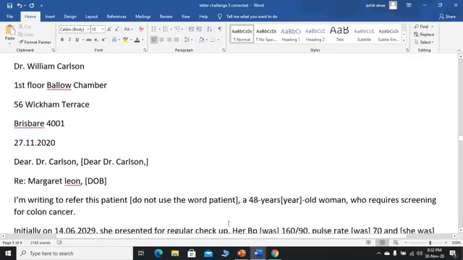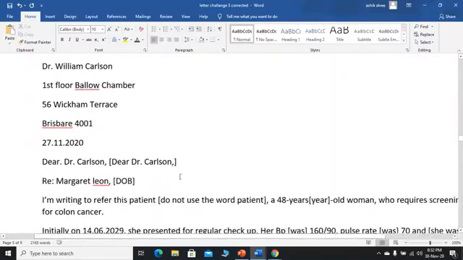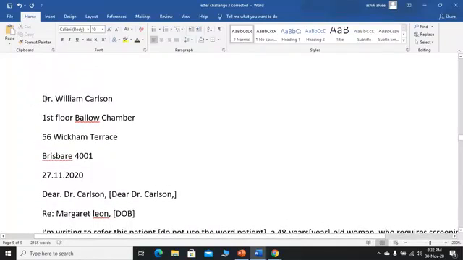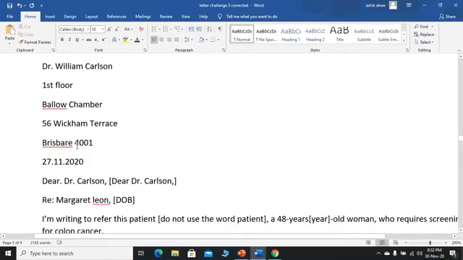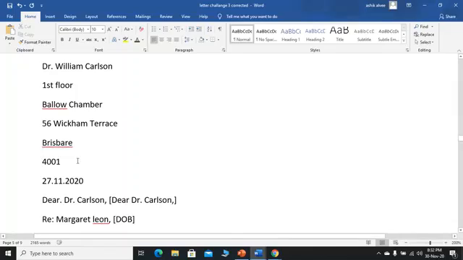Okay. Okay, this is a good starting. This person had not made any mistake with the name. First floor below chamber. This should be in the next line. Wickham Terrace, Brisbane, 4001. Next line. I hope you guys have understood how to write address.